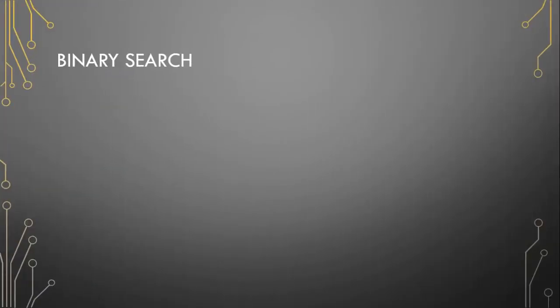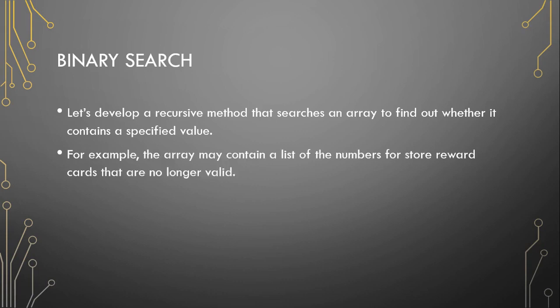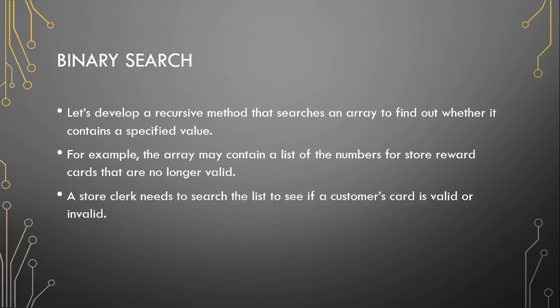All right. So now that we've reviewed those 3 rules, let's get into talking about binary search. This is another recursive method that we're going to develop that's going to search an array to find out whether or not it has a specified value. For example, the array may contain a list of numbers for store reward cards that are no longer valid. A store clerk needs to search the list to see if a customer's card is valid or invalid.